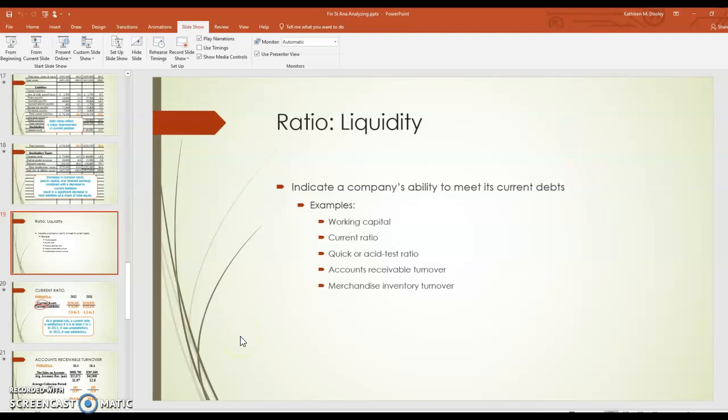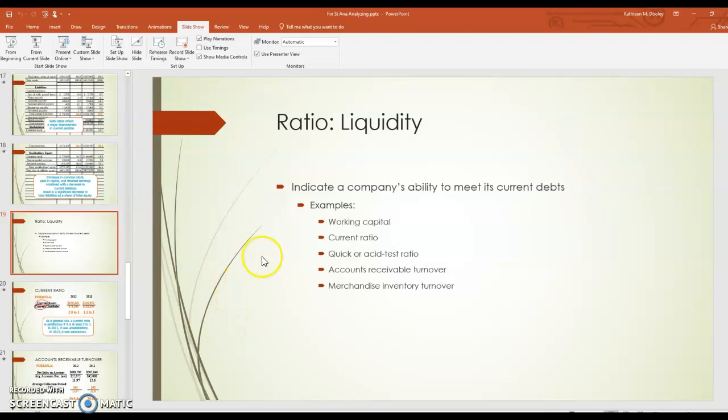Okay, in the past videos, we looked at analyzing financial statements through horizontal analysis and vertical analysis. And here we're going to take a look at ratio analysis. It tends to be broken down into different types. Here we're looking at liquidity ratios, and examples of that are working capital, current ratio, quick or acid test ratio, accounts receivable, and merchandise inventory turnovers.